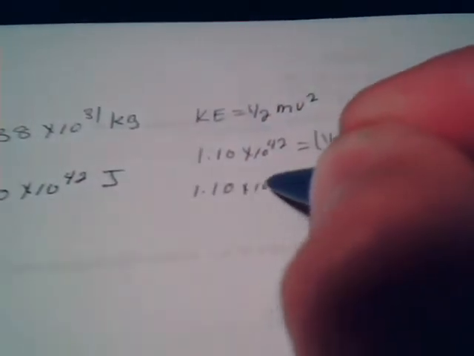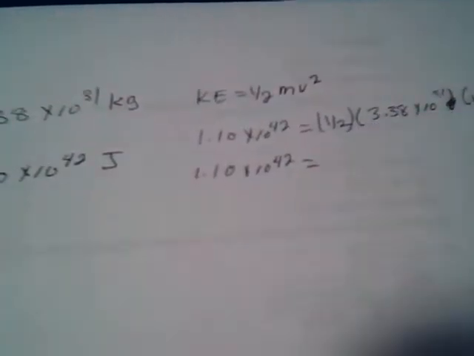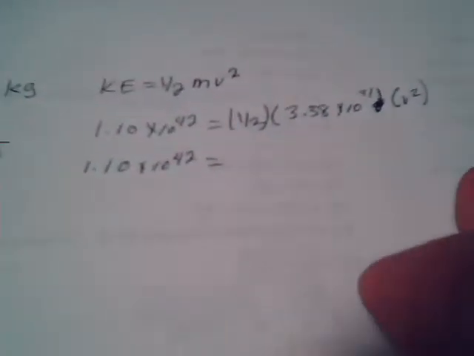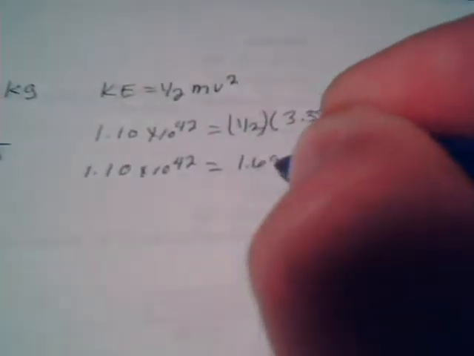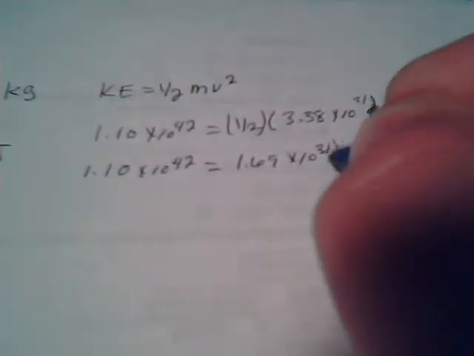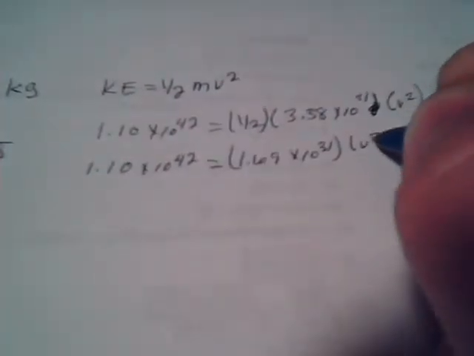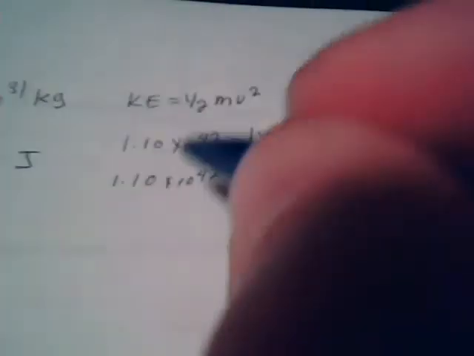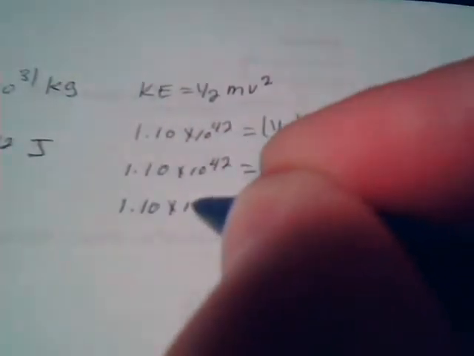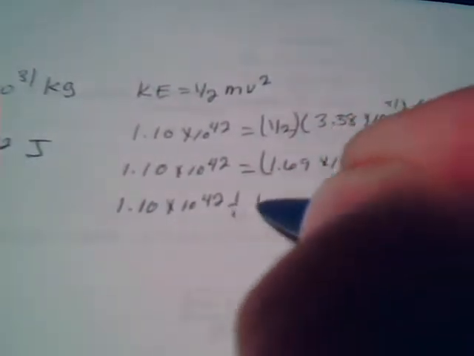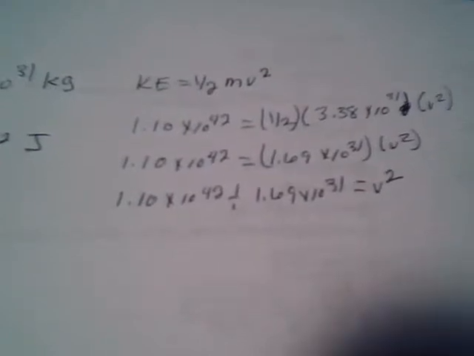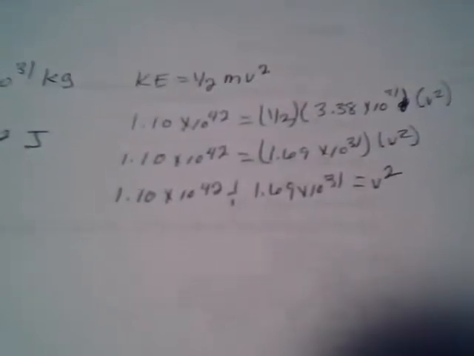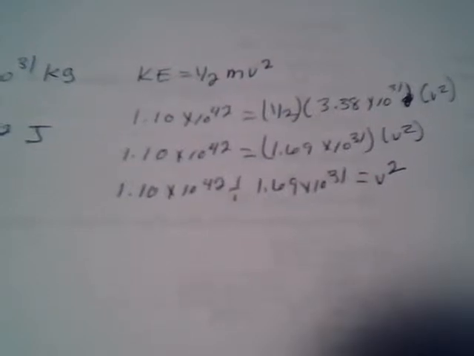So now we need to multiply these together. So we can just bring this guy on down. 1/2 times 3.38 times 10 to the 31st. So you get 1.69 times 10 to the 31st is equal to velocity squared. So right now these two guys are multiplied. Opposite of multiplication is division. So you're going to divide these two. And that's going to give you v squared. 1.10 times 10 to the 42nd divided by 1.69 times 10 to the 31st.